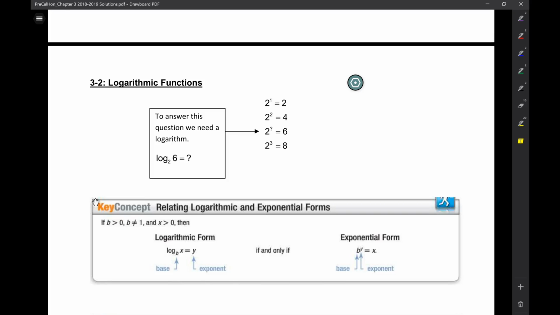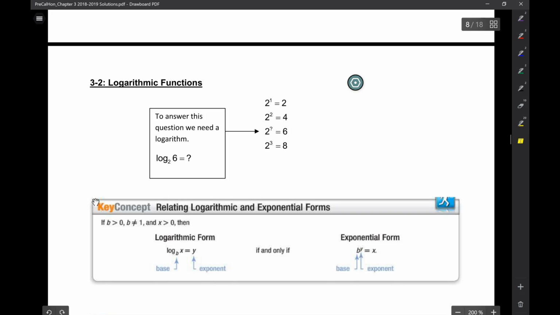So, logarithmic functions. All right, so take a look at this. I have here some powers of 2, right? So 2 to the power of 1 is 2. And then I raise the exponent by 1. 2 to the power of 2 is 4. And then if I raise the exponent one more time to 2 to the power of 3, I get 8.